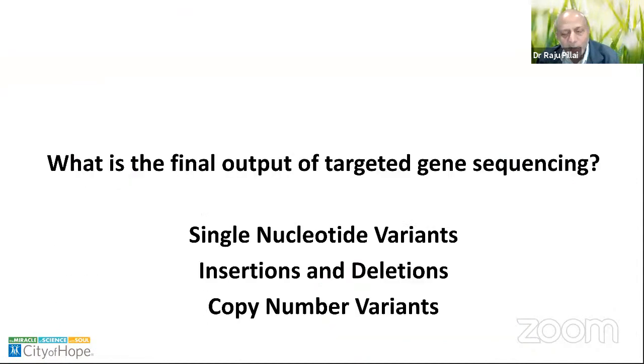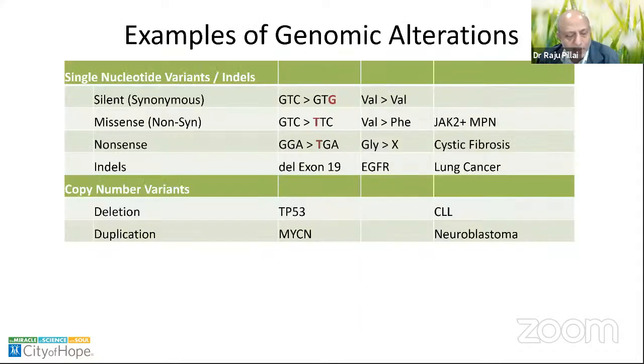And then what is the final output? That particular alignment is used to compare with the reference and say, okay, what is different? You can find differences in single nucleotide variants, insertions and deletions, and sometimes the copy number is high. So what are some examples? Single nucleotide variants: there could be silent variants, which means a letter changed, but the amino acid didn't change. Missense mutations, which means a letter changed, and the amino acid changed too.